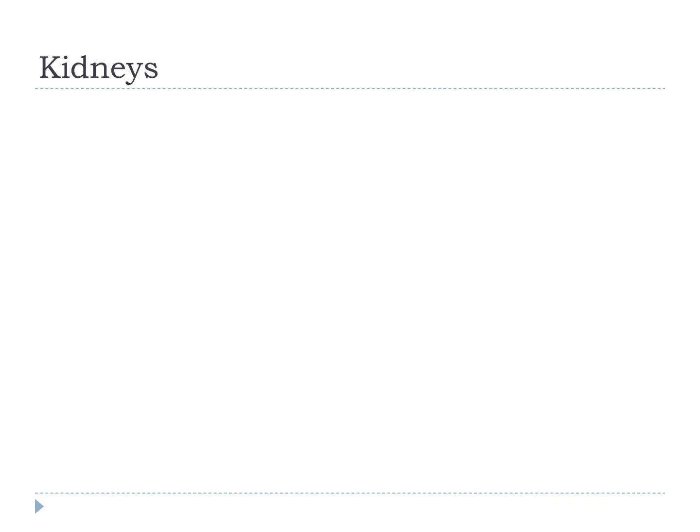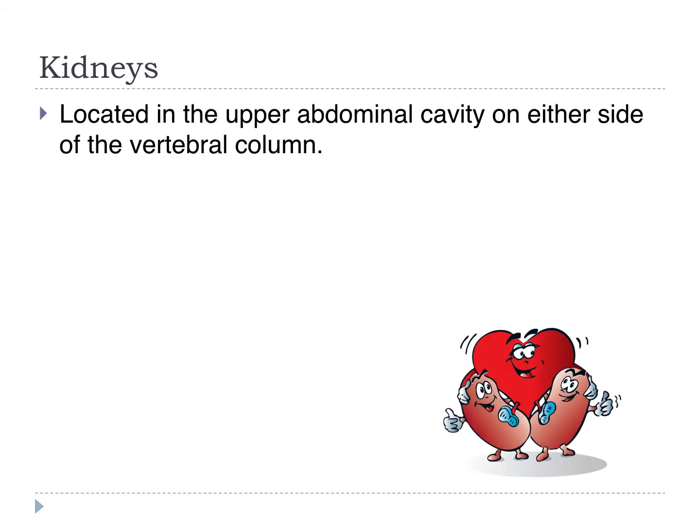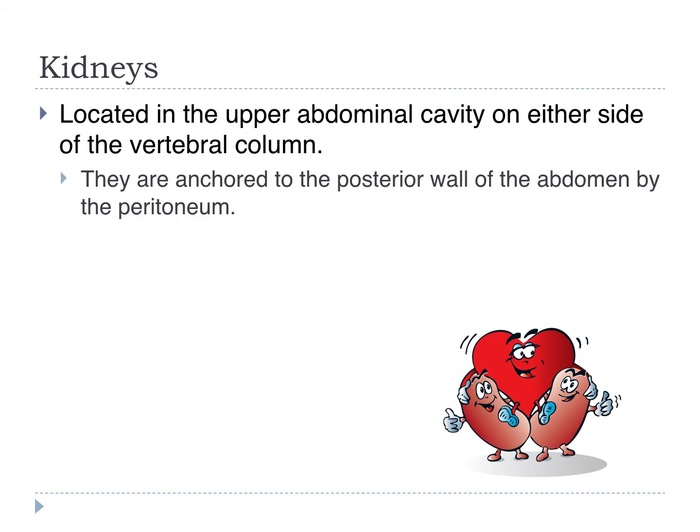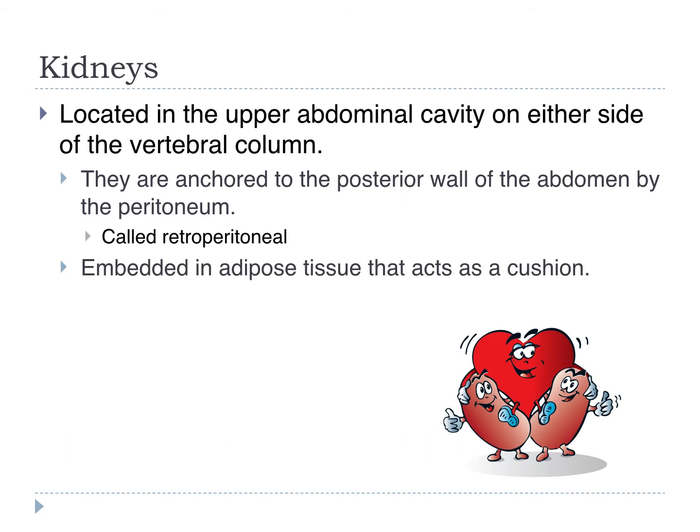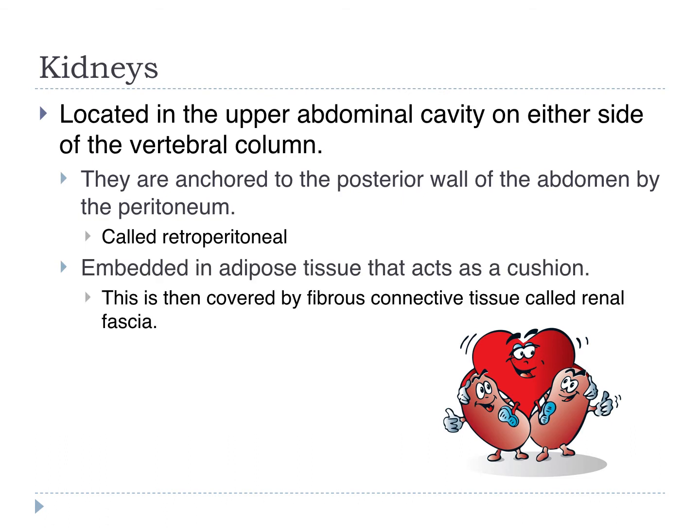Your kidneys are located in the upper abdominal cavity on either side of your vertebral column. In fact, they're lateral to your spine. They're anchored to the posterior wall of your abdomen by the peritoneum, also called your retroperitoneal tissue. They're embedded in fat or adipose tissue, which is meant to act as a cushion. And that adipose tissue is then covered by fibrous connective tissue known as renal fascia.